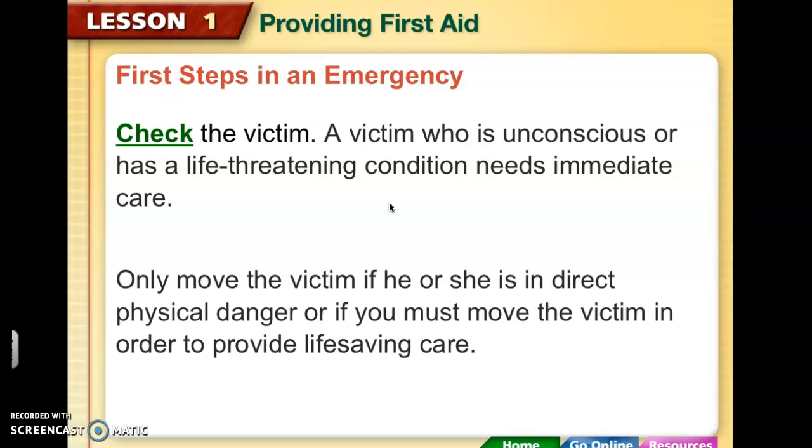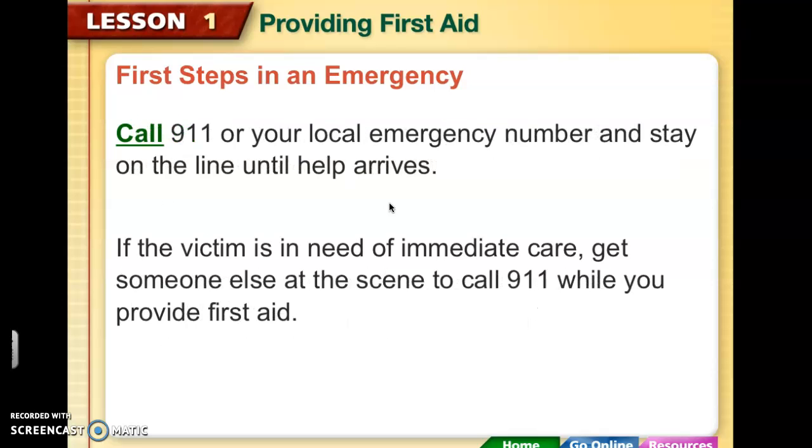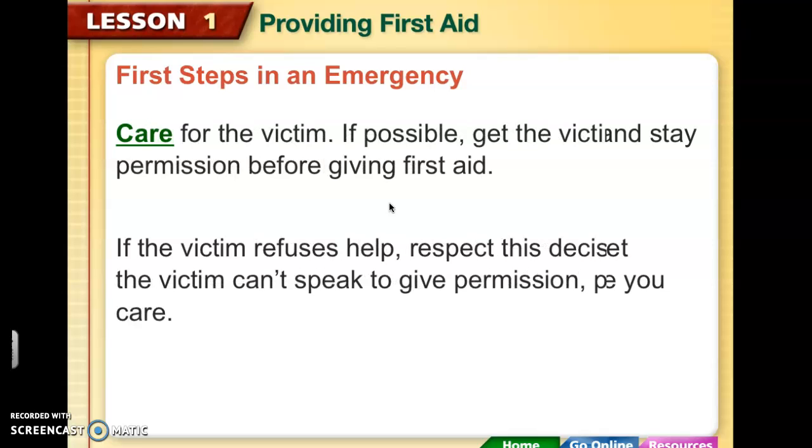So only move the victim if they are in direct danger or continuing to be in danger by being on the scene. Of course, call 911 and stay on the line till help arrives. If the victim is in need of immediate care, get someone else on the scene to help you call 911 while you provide the first aid. And of course, care for the victim until first responders can arrive.